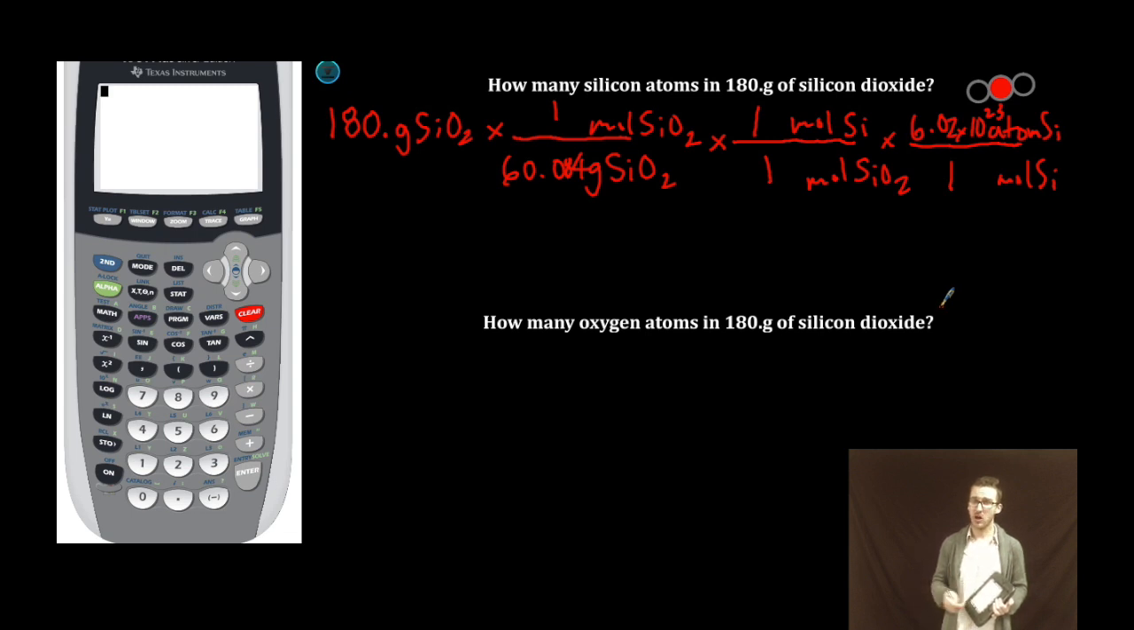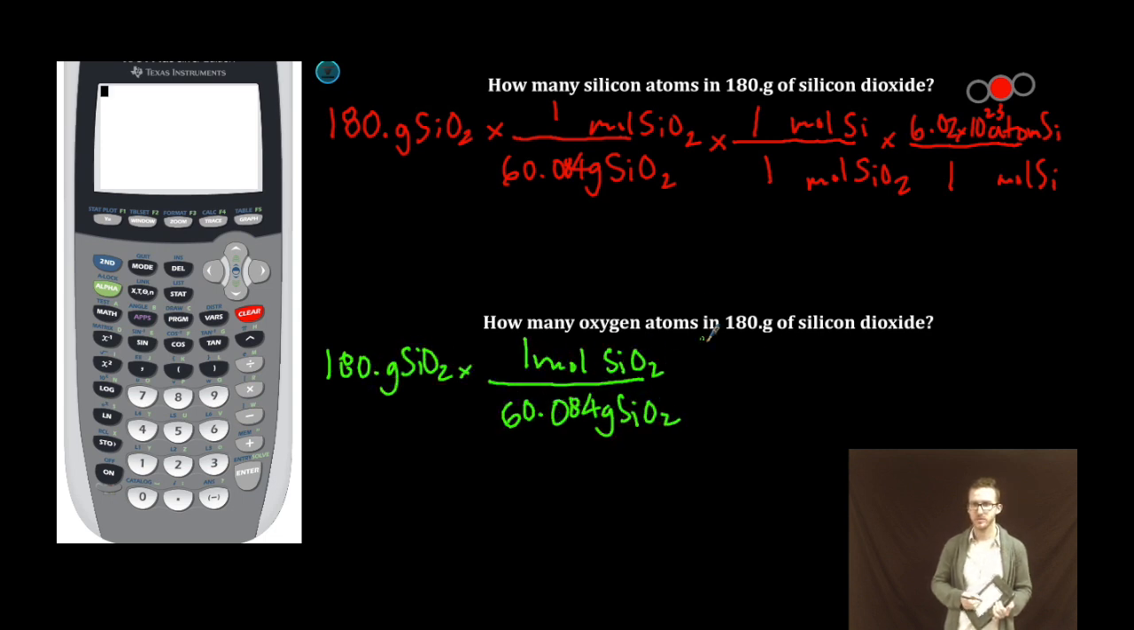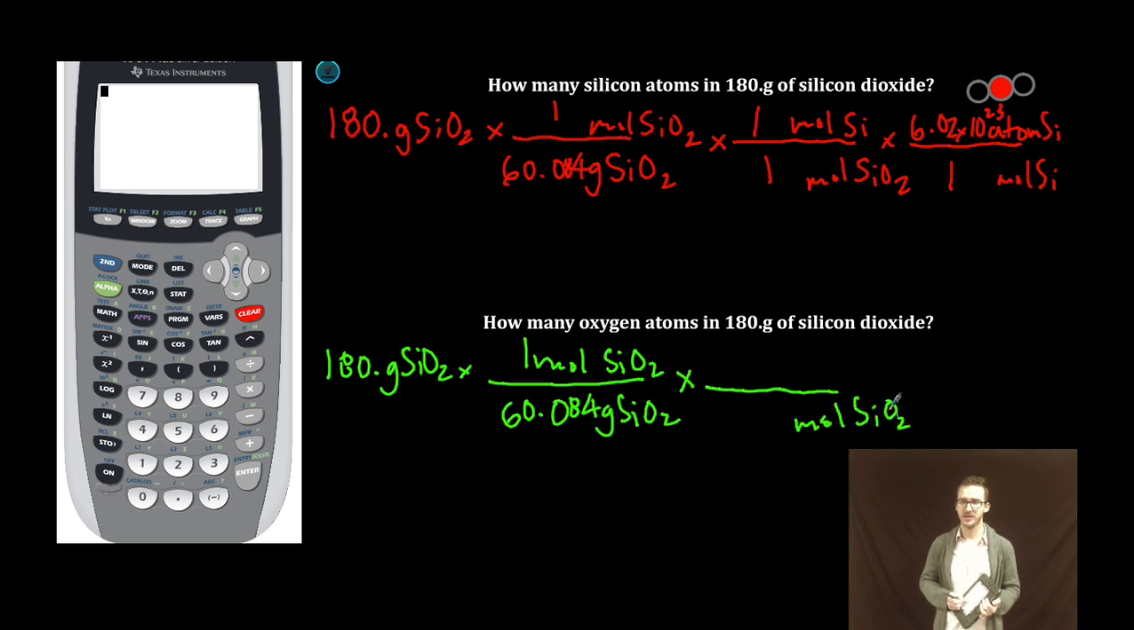Now, before I solve, I'm going to set up my series of conversion factors for the number of oxygen atoms in 180 grams of silicon dioxide. The first step is going to be the same, converting our grams of silicon dioxide to moles of silicon dioxide. Now watch what I do with the second conversion factor. I'm still going to put moles of silicon dioxide on the bottom to get that unit to cancel out.